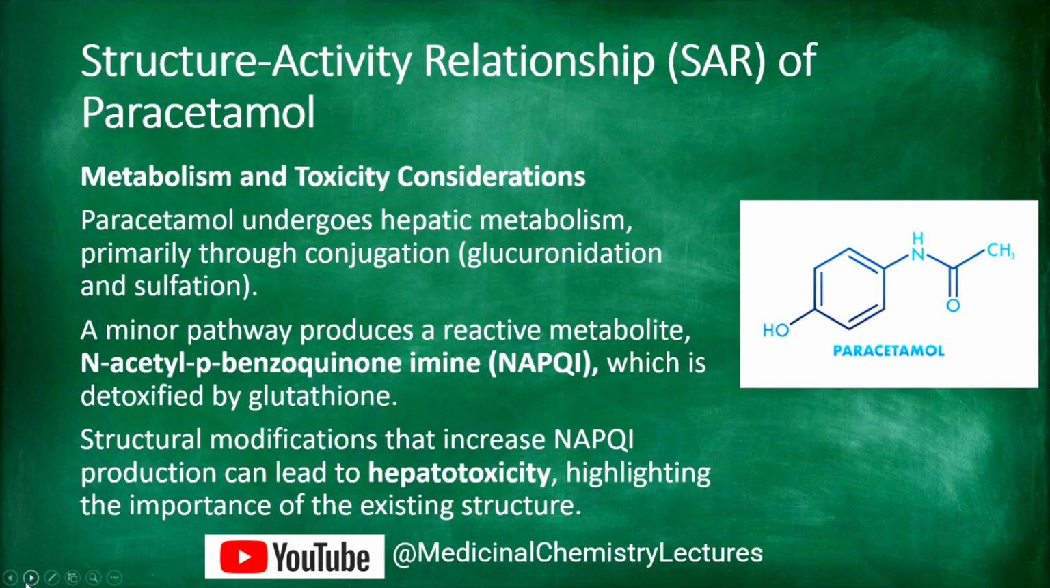Now let's discuss the metabolism and toxicity considerations. Paracetamol undergoes hepatic metabolism primarily through conjugation. Conjugation is basically a phase 2 reaction in which glucuronidation and sulfation take place. A minor pathway produces a reactive metabolite, N-acetyl-p-benzoquinone imine, NAPQI. This is a very important metabolite of paracetamol that is detoxified by glutathione in a phase 2 reaction. Structural modifications that increase NAPQI production can lead to hepatotoxicity, highlighting the importance of the existing structure.